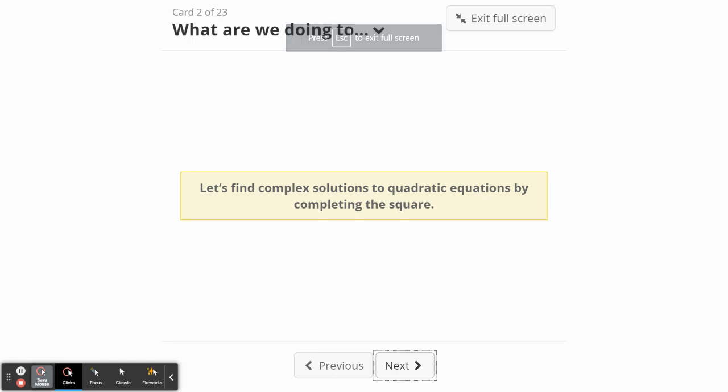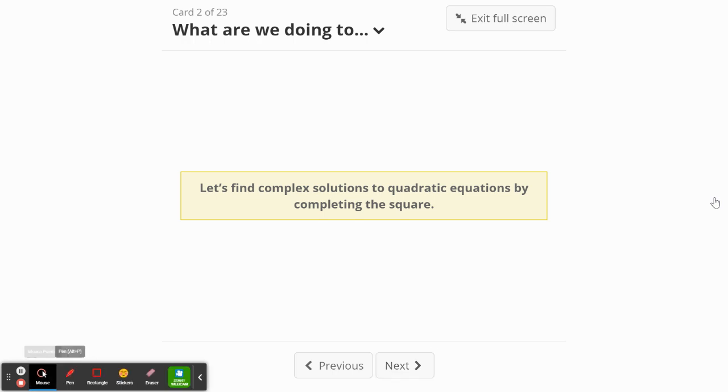Our goal today is to find complex solutions to quadratic equations by completing the square. I'm going to add to this objective by also saying that we're going to use the quadratic formula as well. Okay, so we're going to use completing the square and quadratic formula. Quadratic formula is lesson 18, but the topics are so similar, I'm going to be kind of combining some topics today.